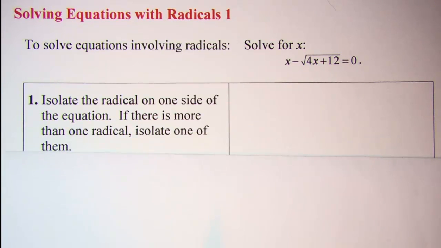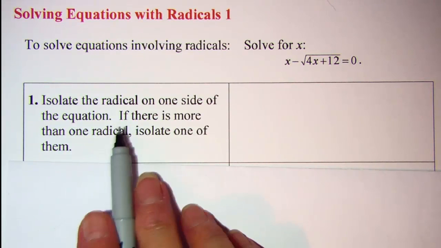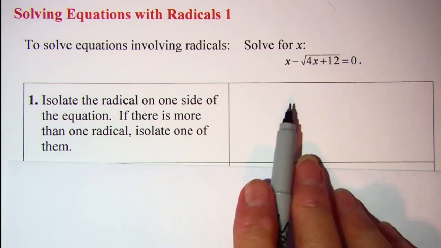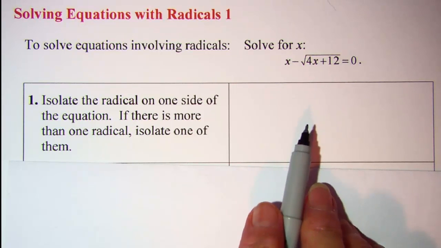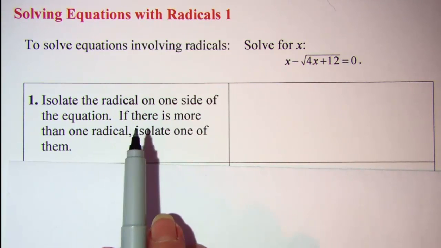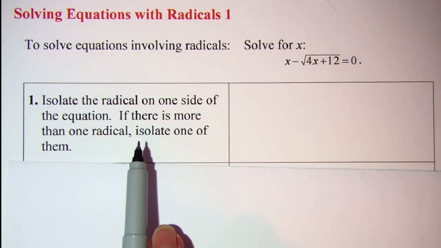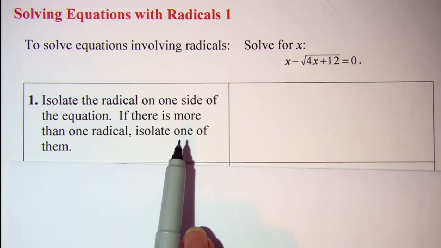Now I'll show the step that we'll be taking over here on the left, and then I'll actually do the step on the right here in this space. So our first step is to isolate the radical on one side of the equation. If there's more than one radical, isolate one of them.